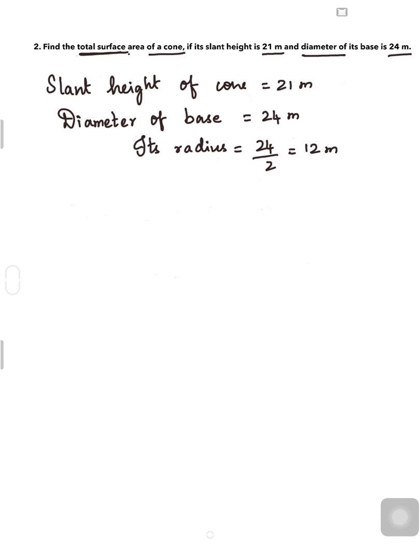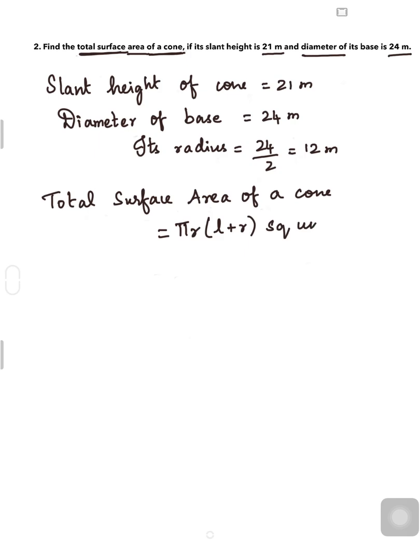What are you supposed to find? The total surface area of the cone. So, what is the total surface area of a cone? The total surface area of a cone is given by the formula pi r into L plus r square units. So, what is the pi value? 22 by 7 into the radius, which is 12, into what is L? 21 plus r, which is again 12. So it is 22 by 7 into 12 into, when you add 21 plus 12, what do you get? 33. Nothing gets cancelled, so multiply the numerators.